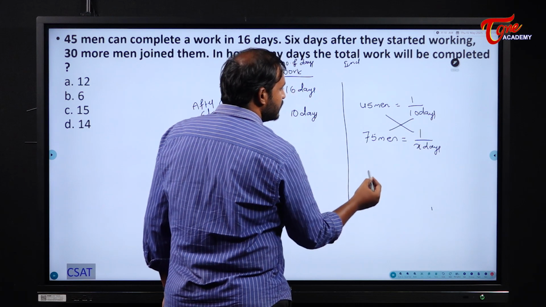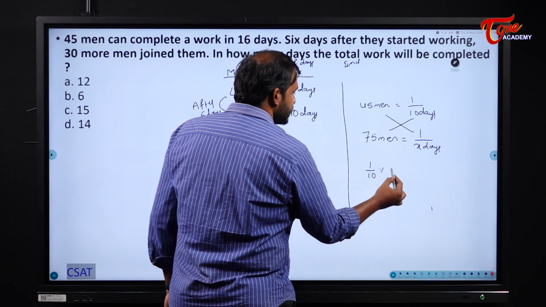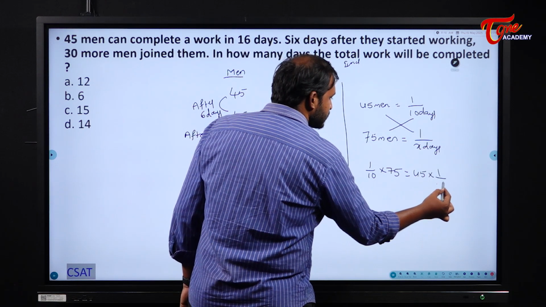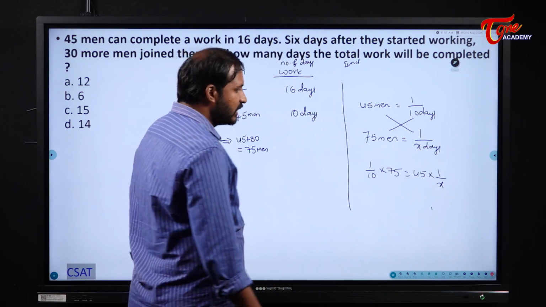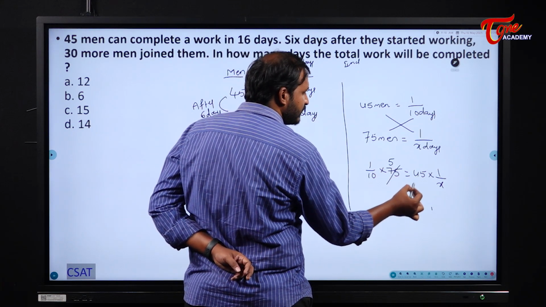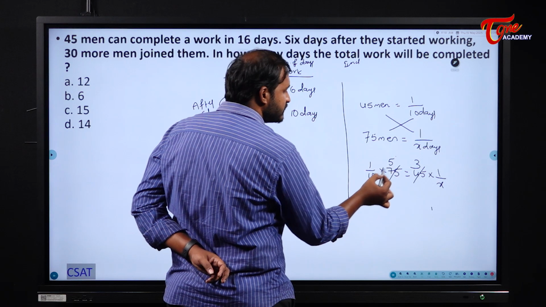Cross multiply this. 1 by 10 into 75 is equal to 45 into 1 by x. Now try to cancel in the 15 table. 15 5s are 75, 15 3s are 45. 5 1s, 5 2s.